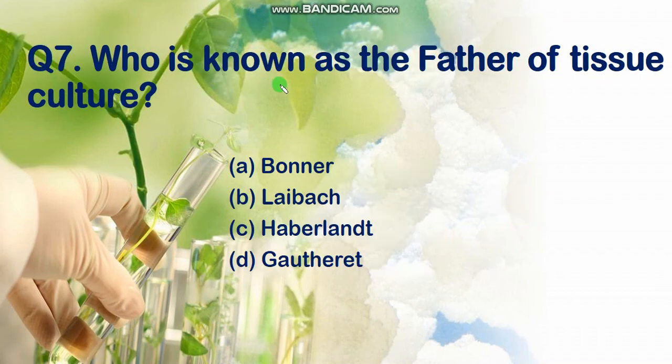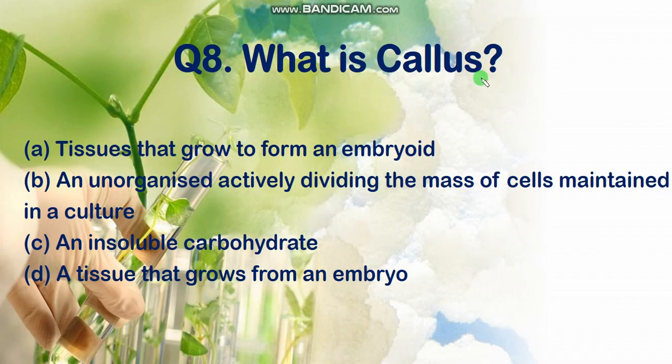Question number 7. Who is known as the father of tissue culture? Option A Bonner, option B Liebig, option C Haberland, option D Cothernett. And here correct answer is Haberland. Here father of tissue culture is Haberland.